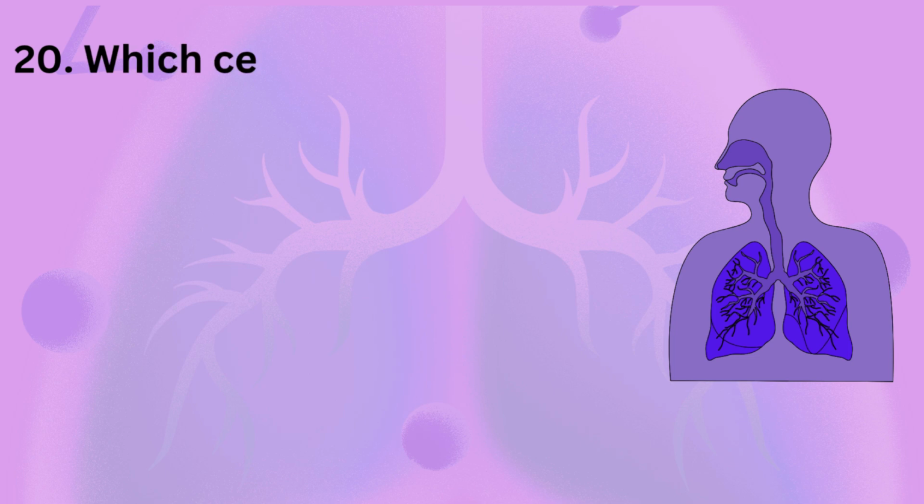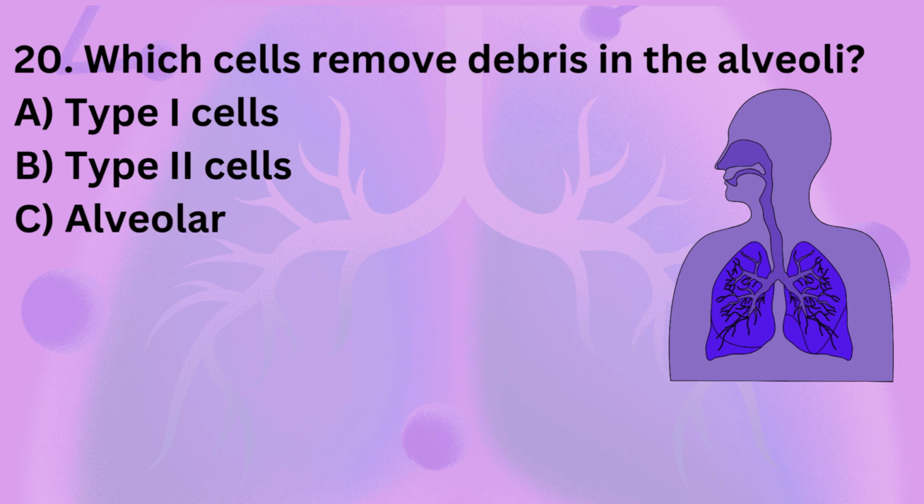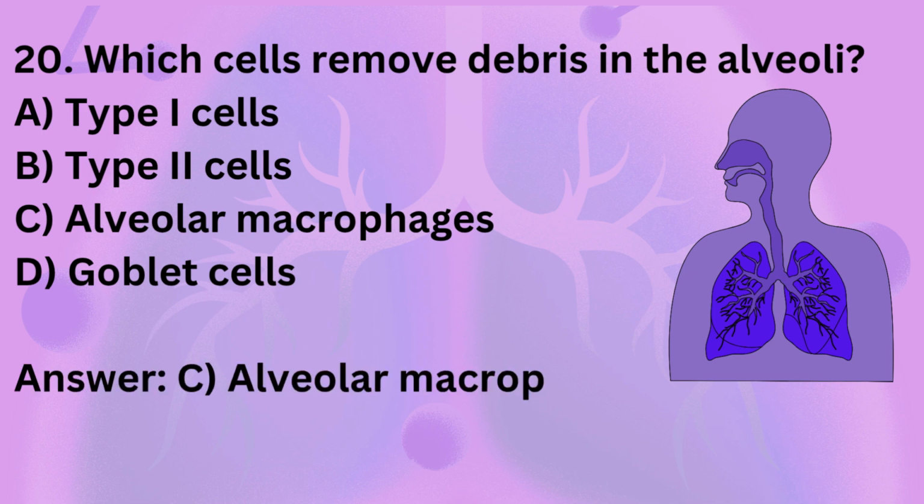20. Which cells remove debris in the alveoli? A. Type 1 cells. B. Type 2 cells. C. Alveolar macrophages. D. Goblet cells. Answer. C. Alveolar macrophages.